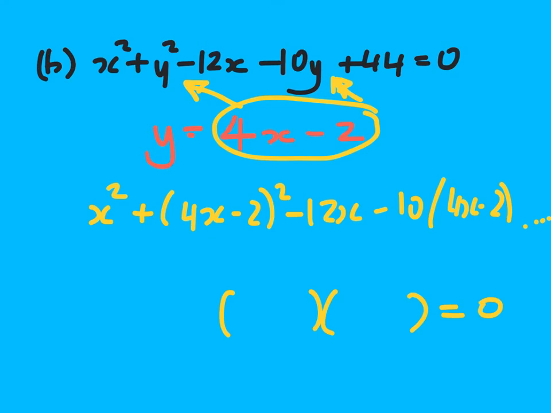And what we're hoping is that these two brackets are the same. Why are we hoping that they're the same? Because if they're the same, we'll only get one x number, so the line only cuts it in one place. But you've got loads of algebra to do to reach there.